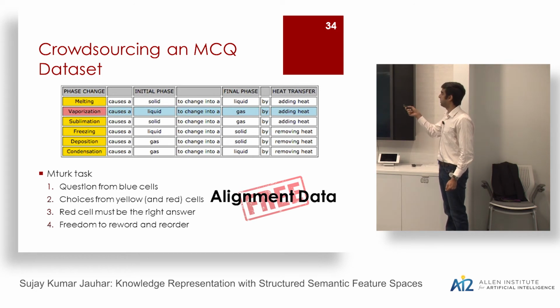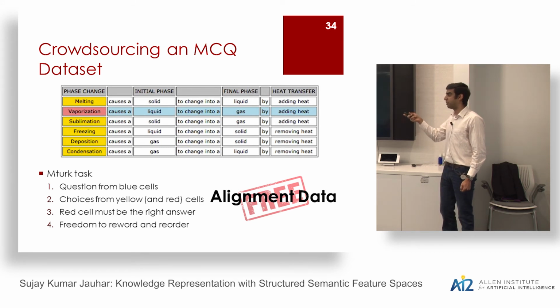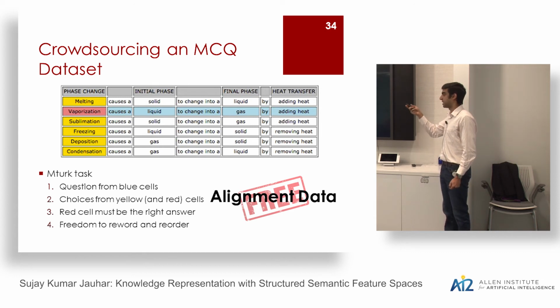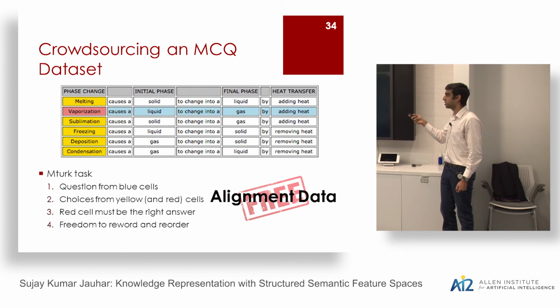Specifically, given a table, this is how we set up our crowdsourcing task. We highlighted a particular cell in red, and we told annotators, please create a question such that the cell in red is the answer to the question. And we gave them a bit of scaffolding information to actually simplify their task. We told them, you can use cells highlighted in blue to create your questions, and then the multiple choices can be created from things highlighted in yellow.